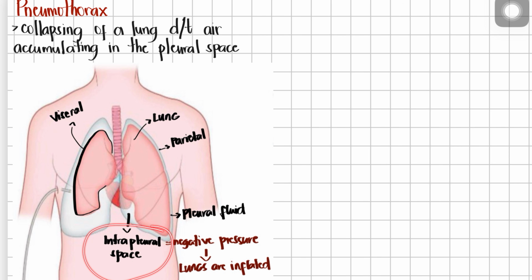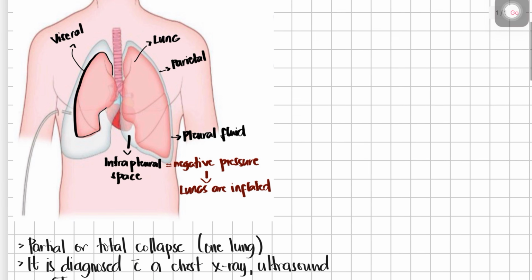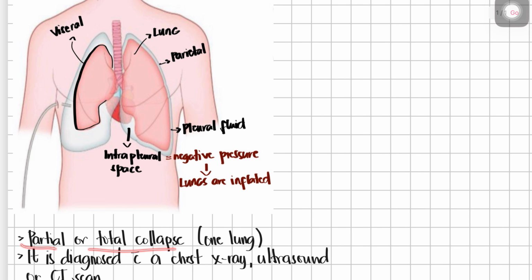And our intrapleural space, guys, contains negative pressure. Ang negative pressure na yan is that it keeps our lungs inflated. So kung nasira or na-disrupt yung negative pressure, anong mangyayari sa lung natin? Magko-collapse like this one. That is pneumothorax. Now, pneumothorax can be a partial or total collapse of one lung. So, isang lung lang ang affected. It is diagnosed with a chest x-ray, ultrasound, or a CT scan.